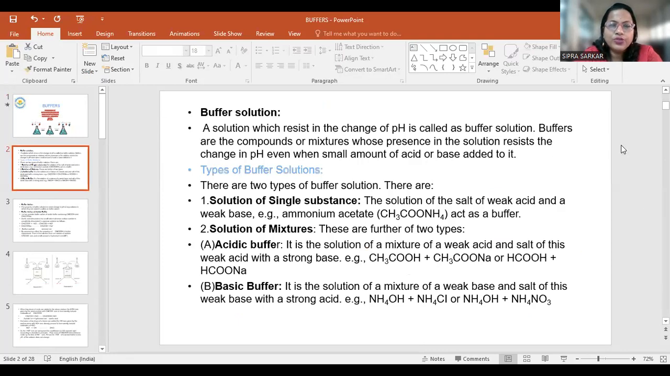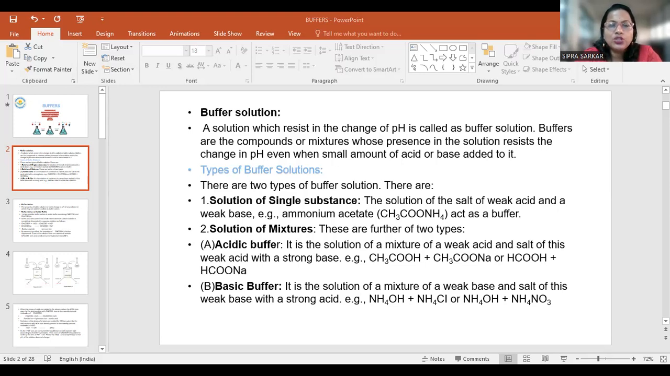A solution which resists the change of pH is called a buffer solution. That means buffers are compounds or mixtures whose presence in the solution resists the change in pH even when a small amount of acid or base is added to it. Buffer is a solution, a mixture of compounds, that will resist the change of pH.